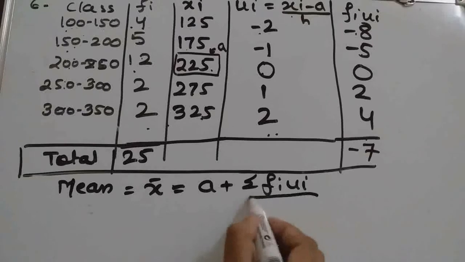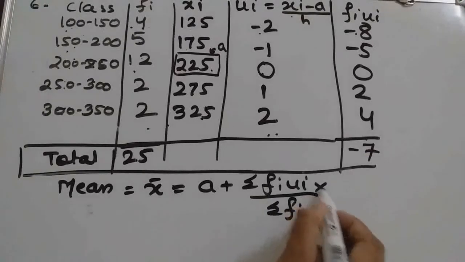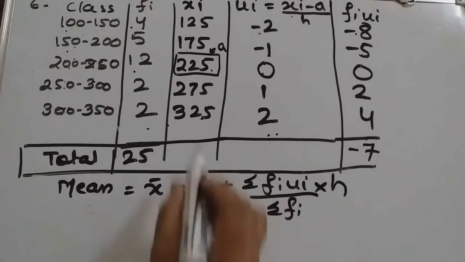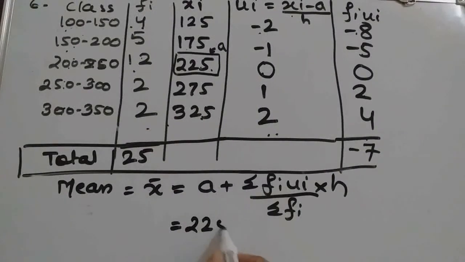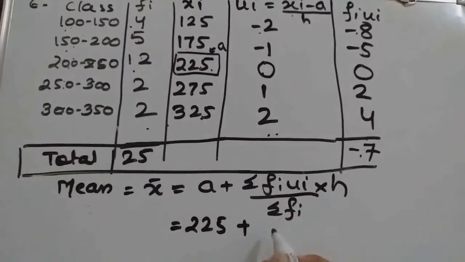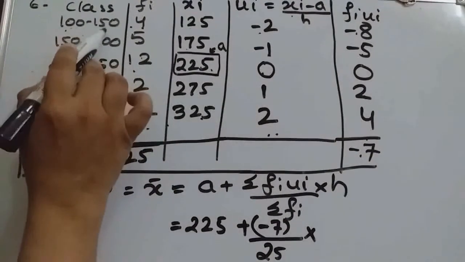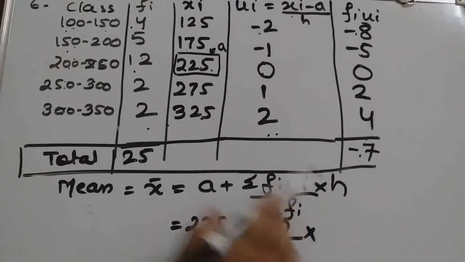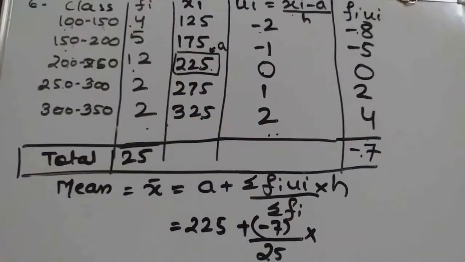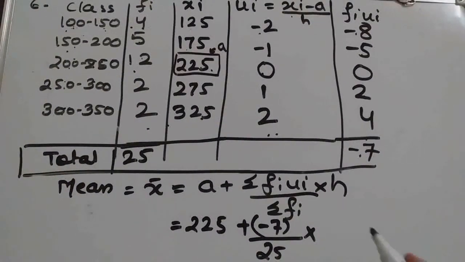a plus sigma fi ui by sigma fi into h. a we have assumed as 225, sigma fi ui we got -7, sigma fi is 25, and what is h? h is 150 minus 100. h is class size. Directly find the difference of upper limit and lower limit. So 50. Okay. So see, 25 2s are 50, we can cancel.